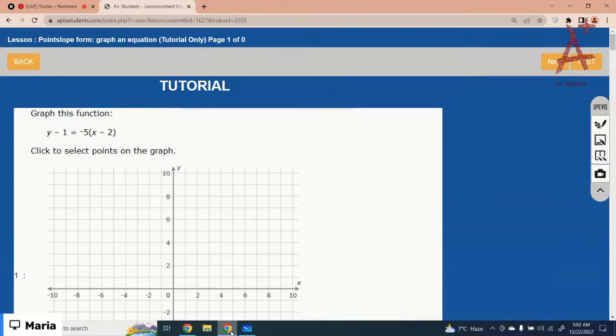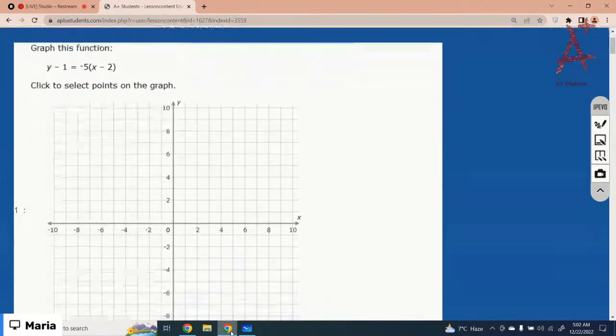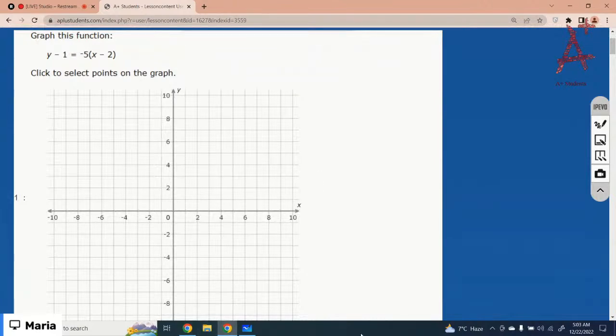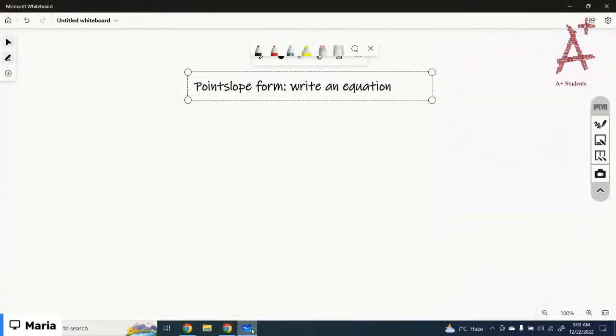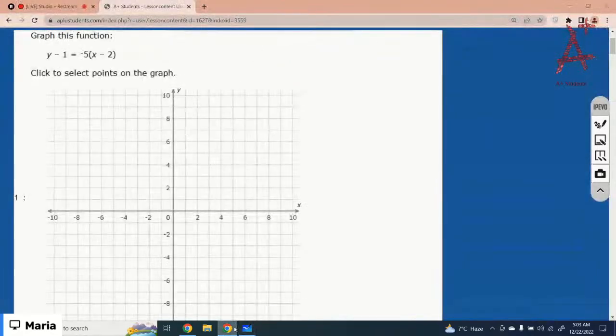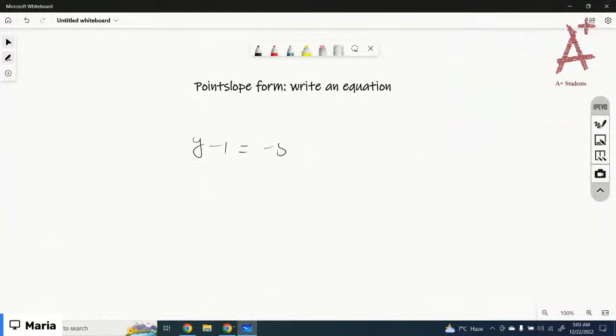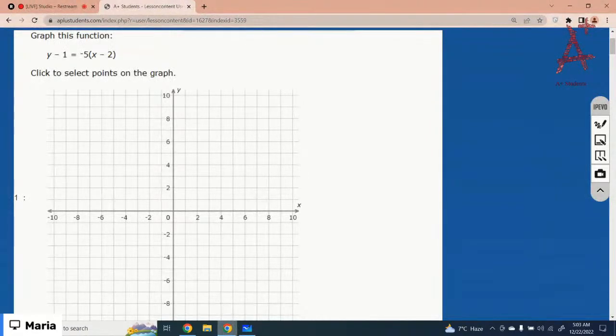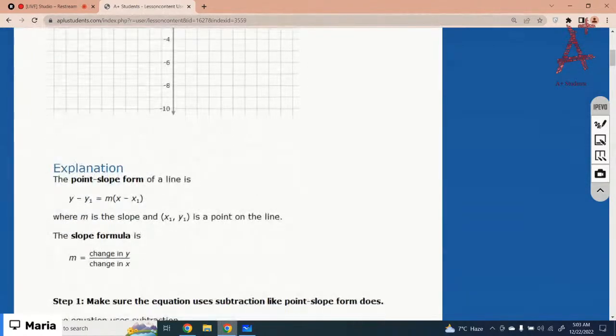So graph this function. We are given the equation y subtract 1 equals negative 5 times x minus 2. That is the equation we have to graph. Y minus 1 equals negative 5 times x minus 2. Got it? So what we have to do, we have to graph the equation. Got it? So let's start with the example.